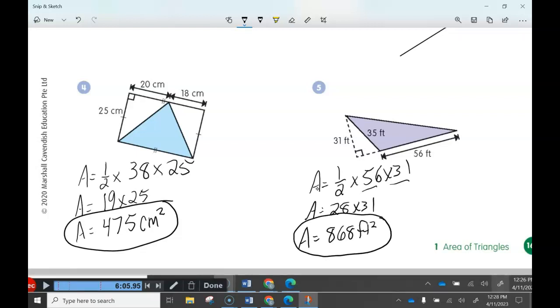Again, it's important to make sure that the height of the triangle is perpendicular to its base there. So that's why the 35 would not work for the height of that triangle for number 5. So we're going to go over a few more items throughout lesson 10.1, but this just gives you a good foundation for finding area of a triangle.